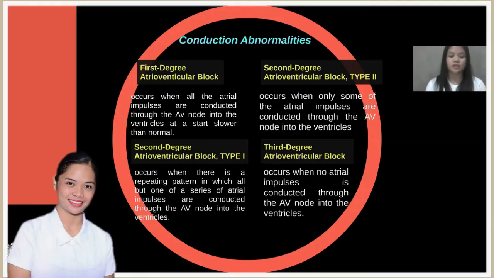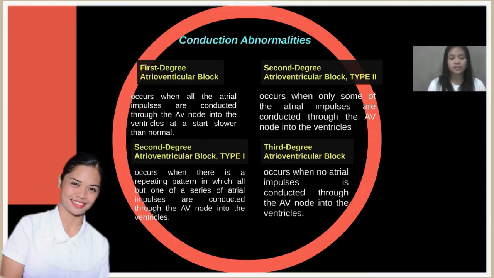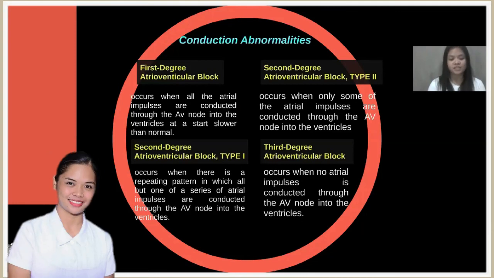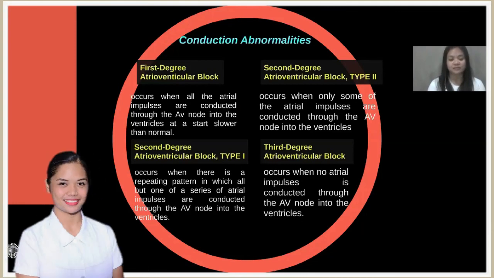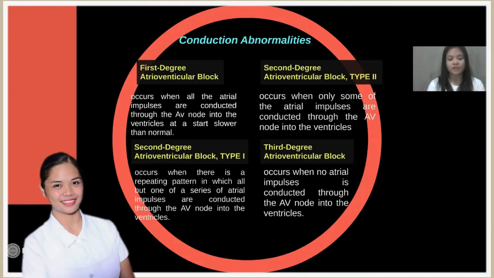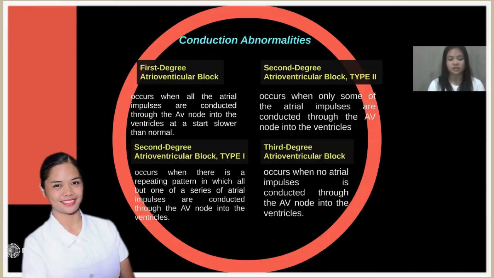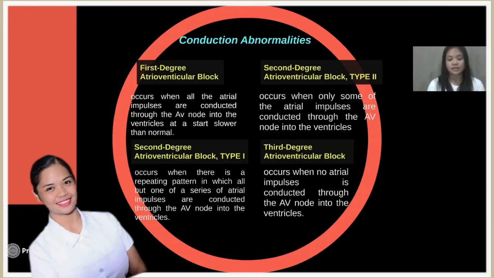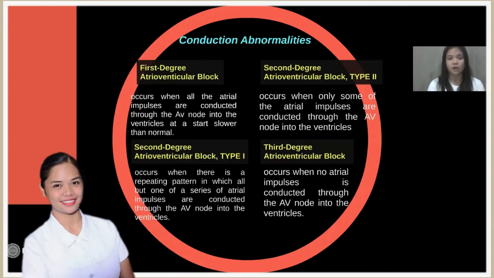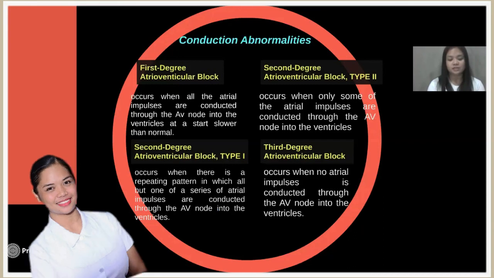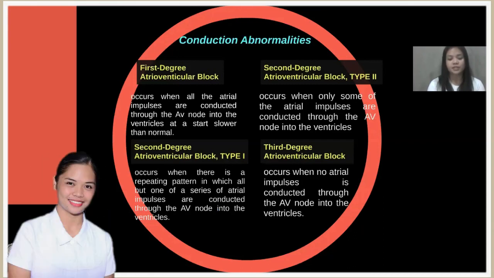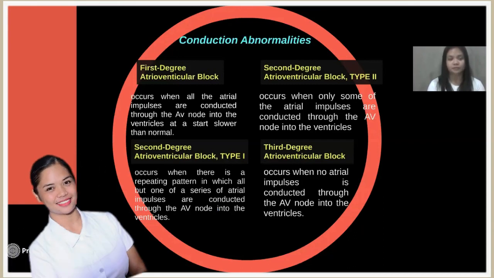There are 3 degrees of AV block. The first degree AV block happens when the travel of the electrical signals is slowed as they pass from the SA node to the AV node. But all of them eventually reach the ventricles, resulting in ventricular depolarization. In ECG, it is characterized by a longer PR interval. First degree AV block rarely causes symptoms or problems and generally does not require treatment.